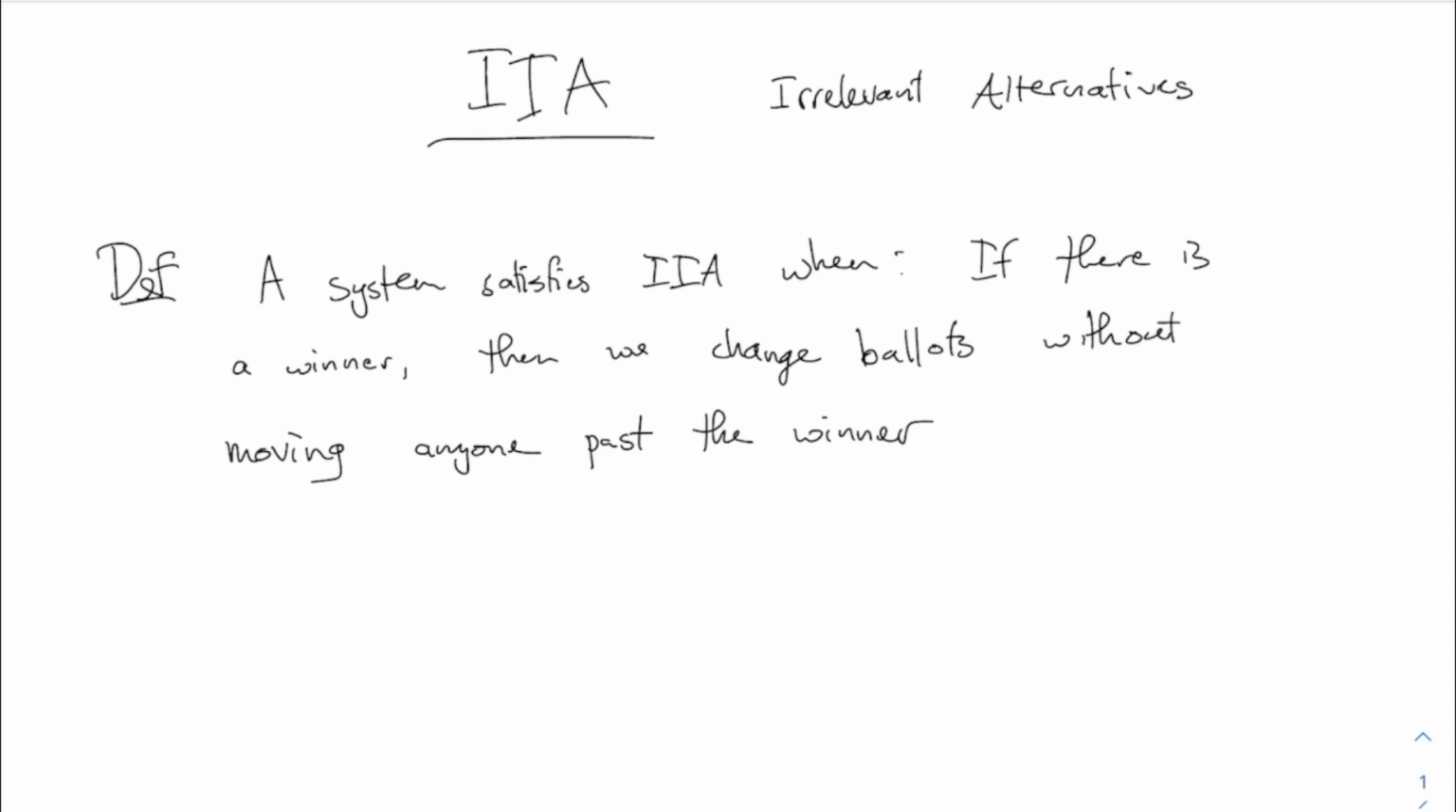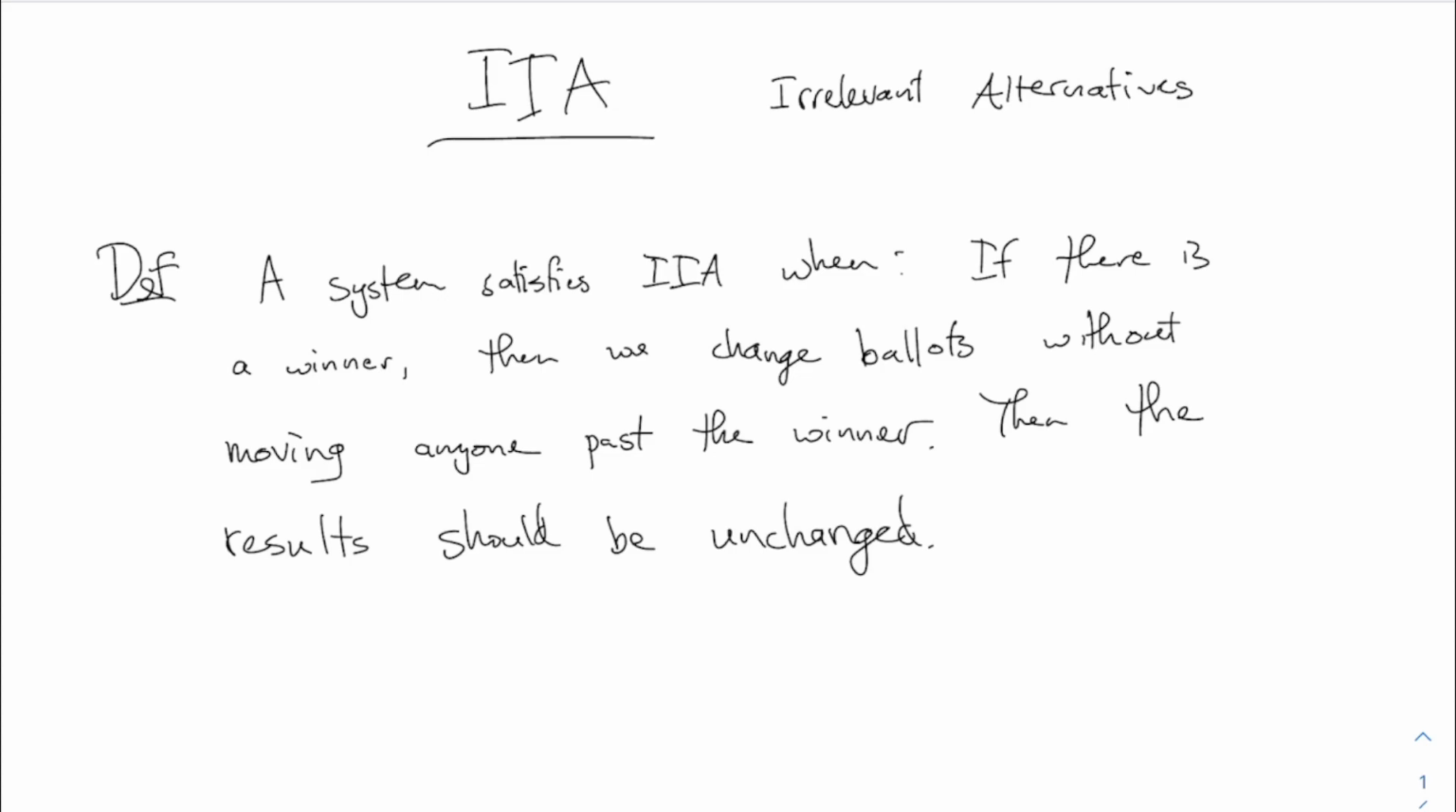So we imagine there is a winner, and then we change ballots without moving anyone past the winner, and then the results should be unchanged. This is what they refer to as an irrelevant alternative. That's when you change your mind, but just about the losers. Not that you change your mind in a way which has nothing to do with the ranking of the winner.